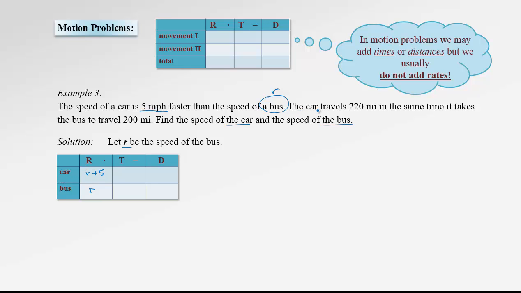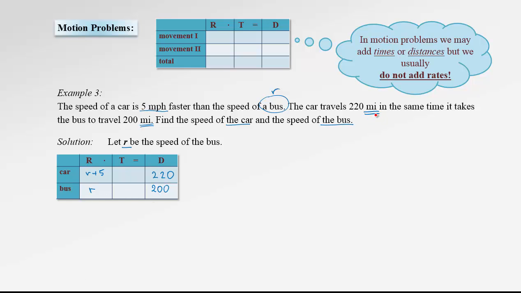What else do we know? The car travels 220 miles. That's about distance, and it's about car. So we put this information in the row of car under the distance, 220 miles. In the same time, it takes the bus to travel 200 miles. Okay, so that's the distance for the bus, 200 in a bus row.